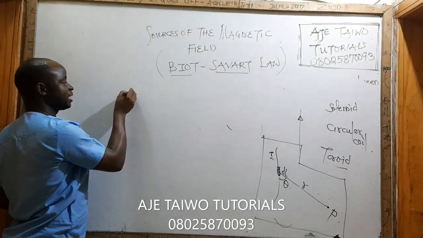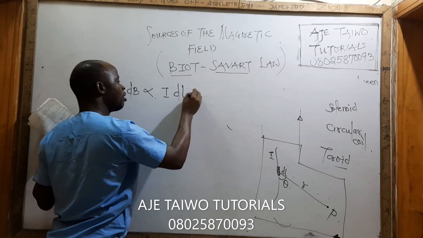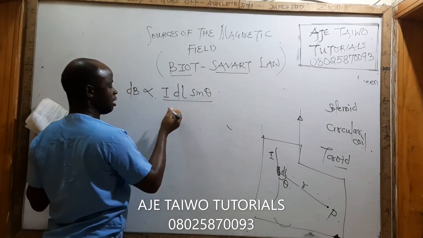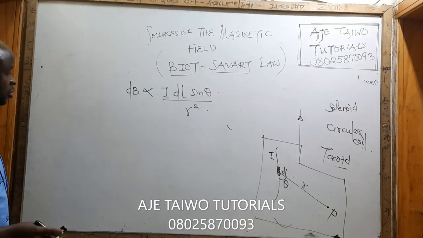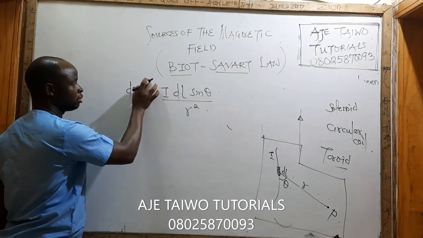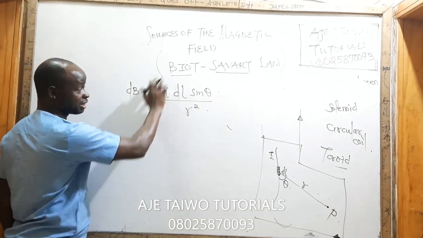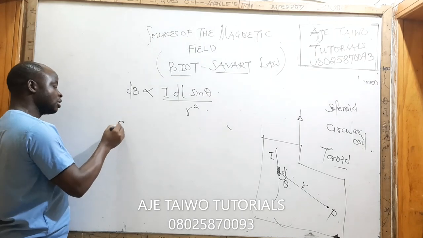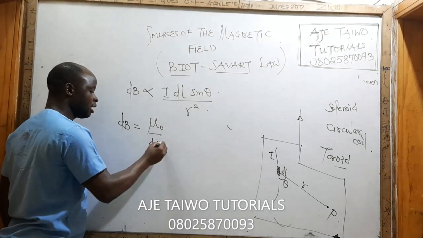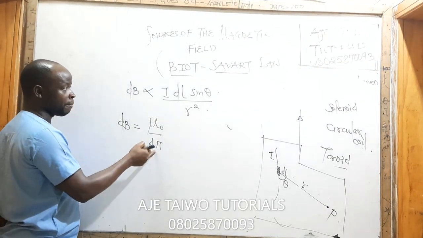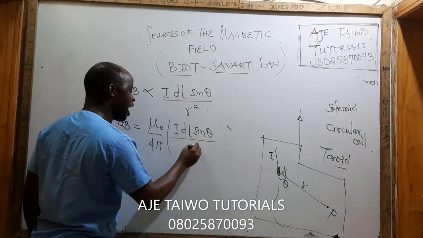According to Biot-Savart, dB is proportional to I, dl, sine theta, all over r squared. If you remove this sign, my focus was on I, dl, sine theta. These are the real parameters. There is a constant. Your dB will be equal to a constant, mu naught over 4 pi, times I, dl, sin theta all over r squared.